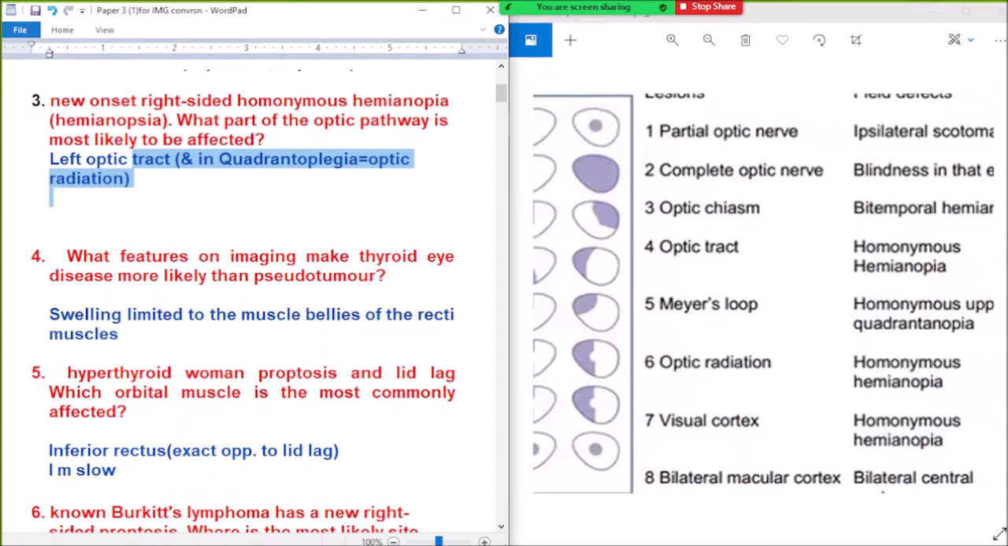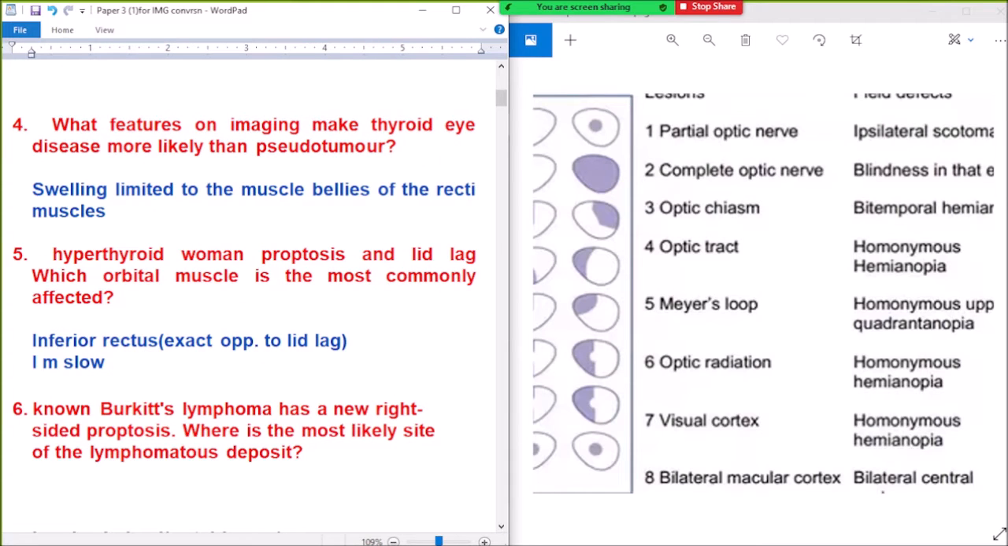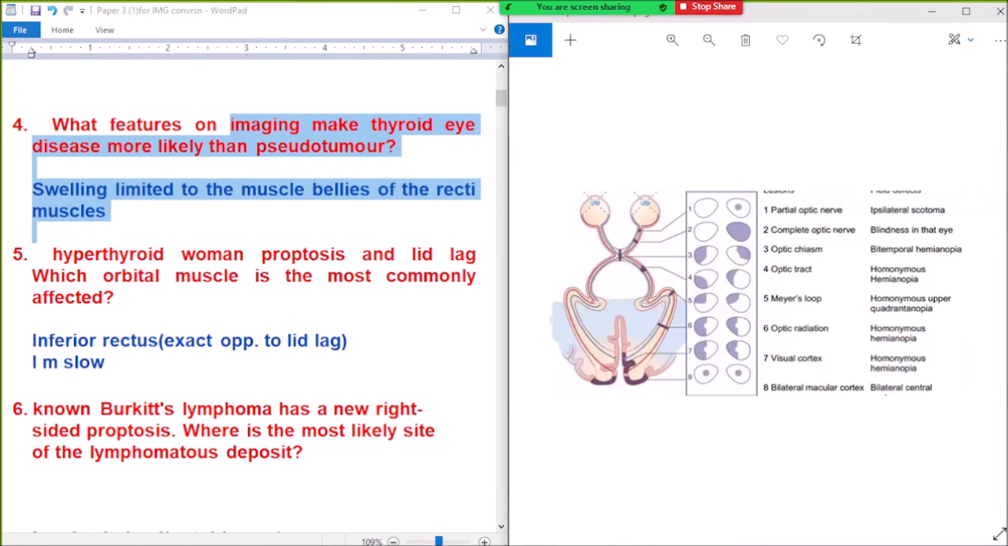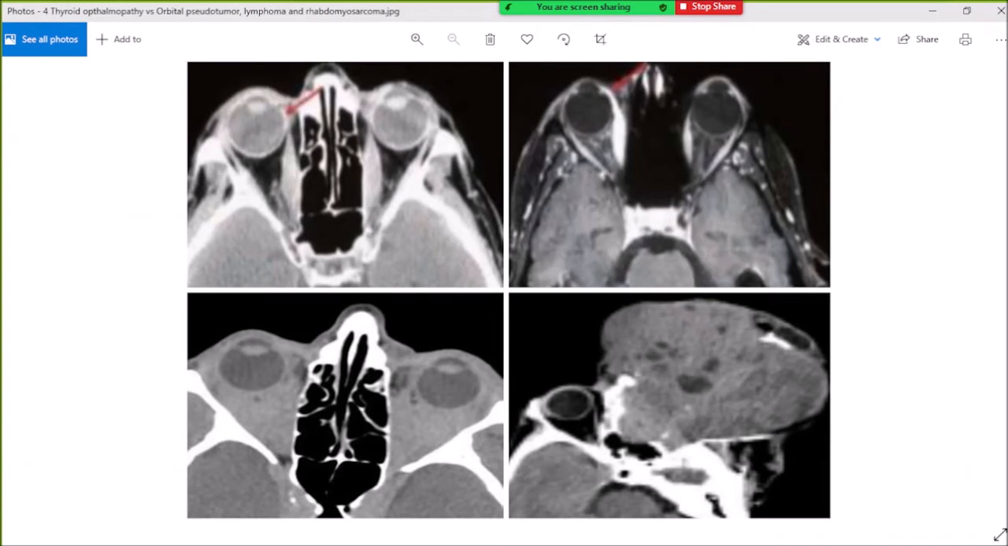Previous MCQ. Question number 4: what features on imaging make thyroid eye disease more likely than pseudotumor? Swelling limited to the muscle bellies of the rectus muscle. Okay, now here, this is thyroid ophthalmopathy. This is orbital pseudotumor. Now this is lymphoma, rhabdomyosarcoma.